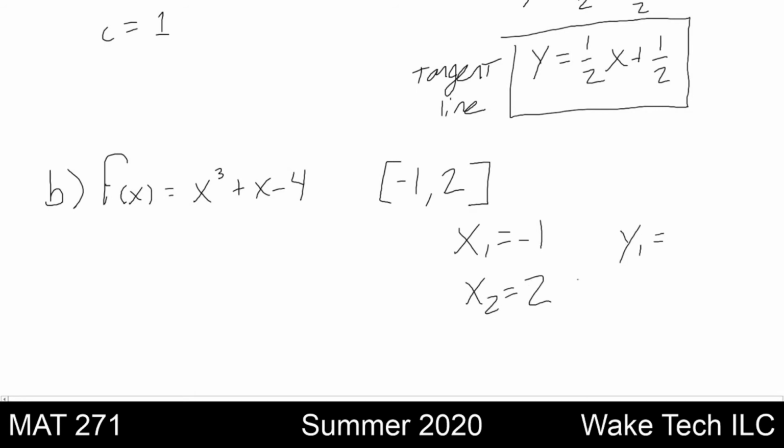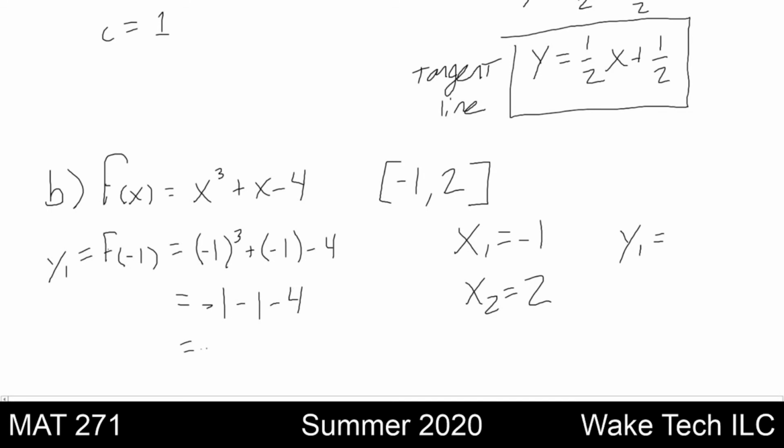That means that y1 is equal to f of x1. So I take my -1 and I plug it into my function, f of -1, which is the same thing as y1. And I have -1 cubed plus -1 minus 4. And you can plug this into your calculator. I'm going to do it by hand, personally. I would have -1 minus 1 minus 4, which is just -6.